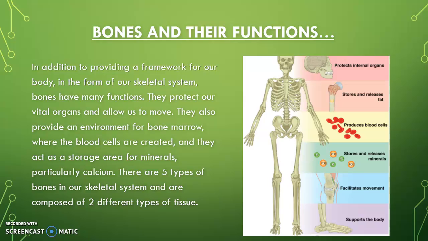There are 5 types of bones in our skeletal system and they are composed of 2 different types of tissue. So what does a type of bone and its composition have to do with their function? Well, that is because their different shapes and composition relate to their particular function. So let's begin by identifying the 5 different types of bones in the human skeleton.